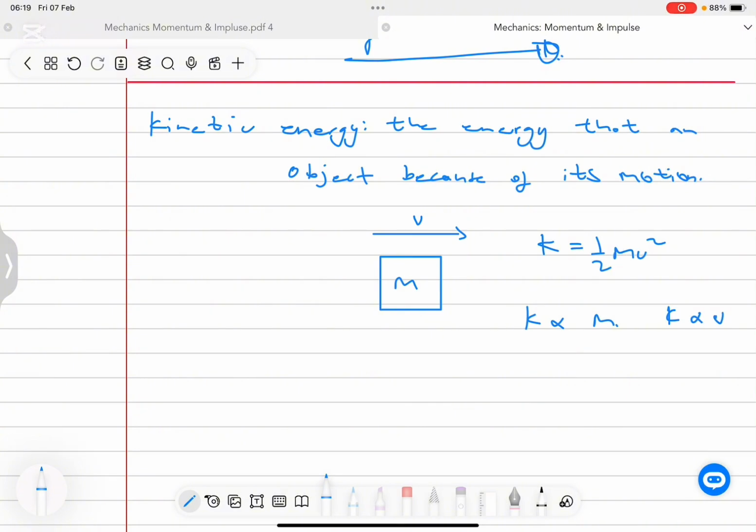The other thing is that kinetic energy is measured in SI units called joules. We measure energy in joules. Well, any energy in general is measured in joules, and so kinetic energy as well is measured in joules. The SI unit for kinetic energy is joules.